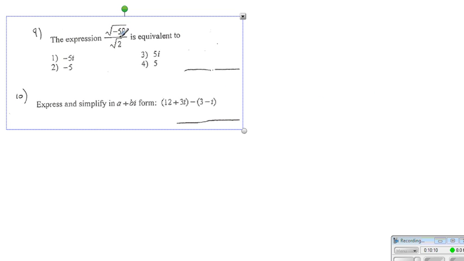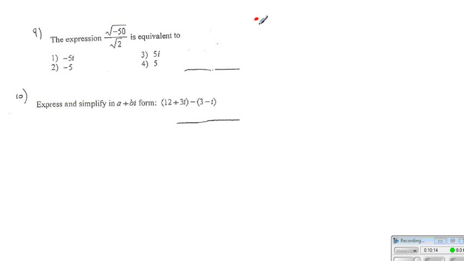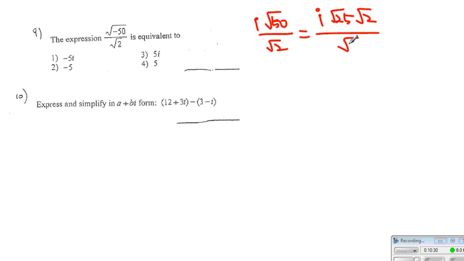All right, here what we're going to do. First, let's convert the numerator into an imaginary number. Then this becomes i square root of 50 over square root of 2. But you will realize the square root of 50 is in fact equal to i square root of 25 times square root of 2, divided by square root of 2. Then you will realize that the square root of 2 cancels out. This simply becomes 5i, which is choice number 3.